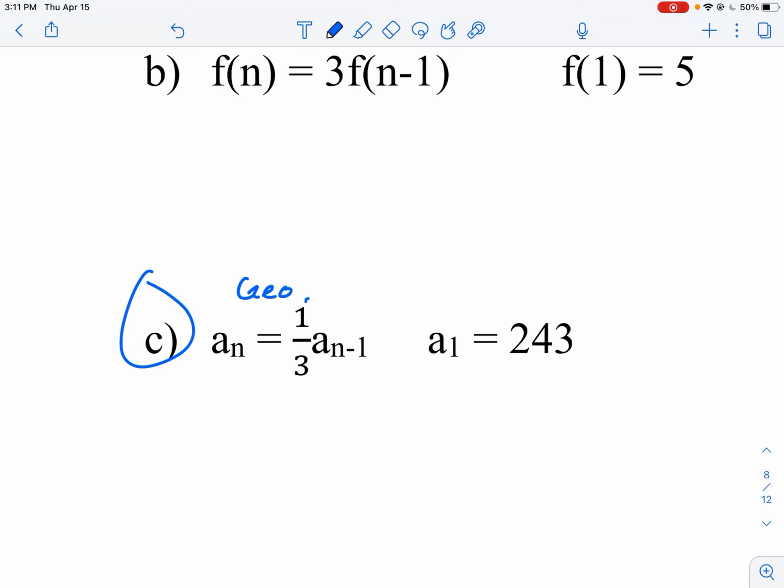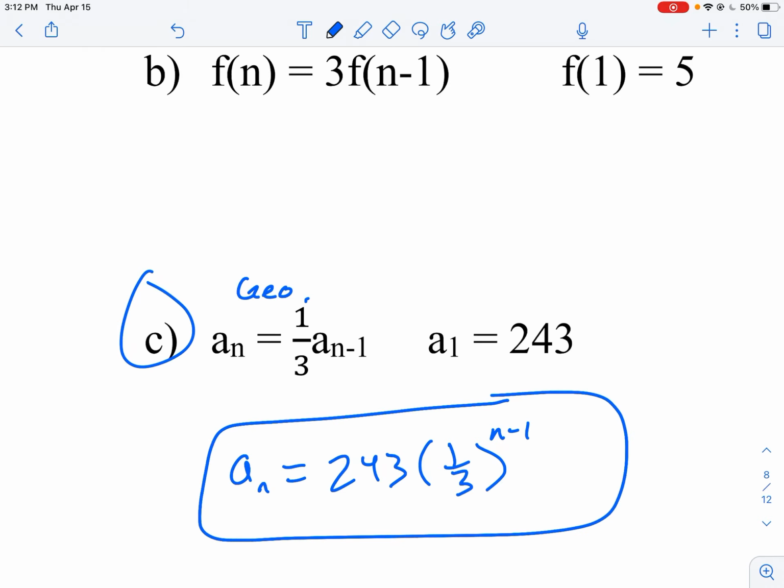And so if I'm going to write out the explicit function, let's do a sub n again, I know, since it's geometric, I put my initial value first, which is 243. And then I'm going to put parentheses to the n minus 1 power. And the thing that goes in here is what it's multiplying by, which we already talked about, is multiplying by 1/3 each time. And now I have the explicit function that goes with this.